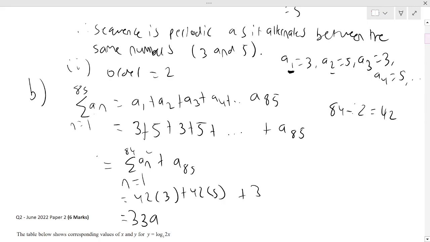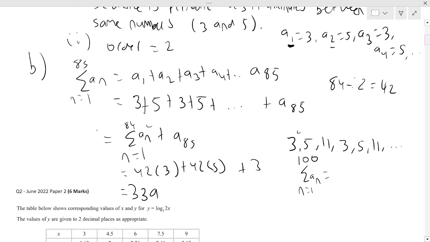Okay, and in general, this is a really good trick with series and recurrence relations to help you visualize and see how to split the sum up when you have an awkward number like 85 here. As another example, say we had the series 3, 5, 11, and then it goes back to 3, 5, and 11, and so on. And say we had to add the first 100 terms of A_n, where A1 was 3, 5, and 11, and 3, 5, 11. Well, you can't exactly say it's 33 lots of 3, 33 lots of 5, 33 lots of 11, because there are 100 terms. That's not divisible by 3.